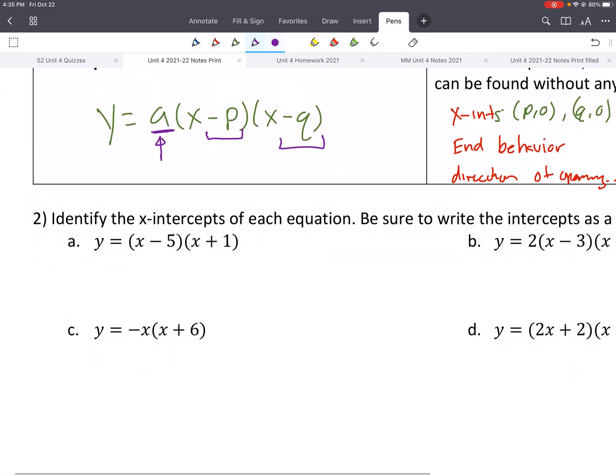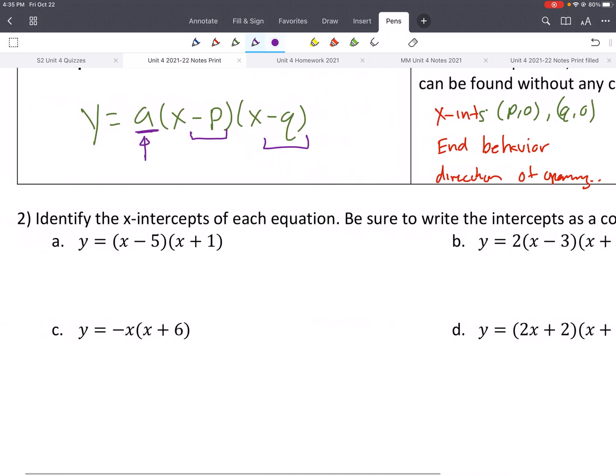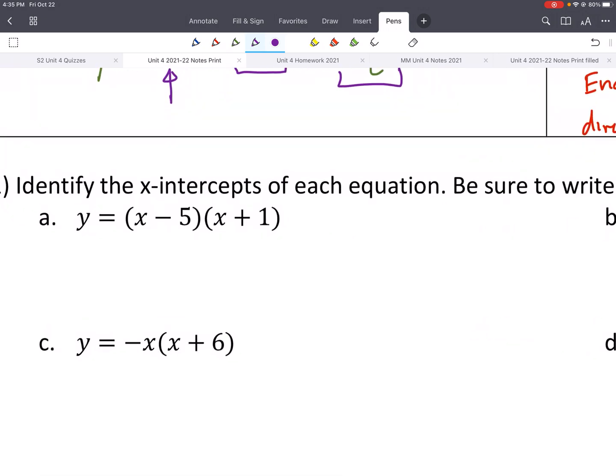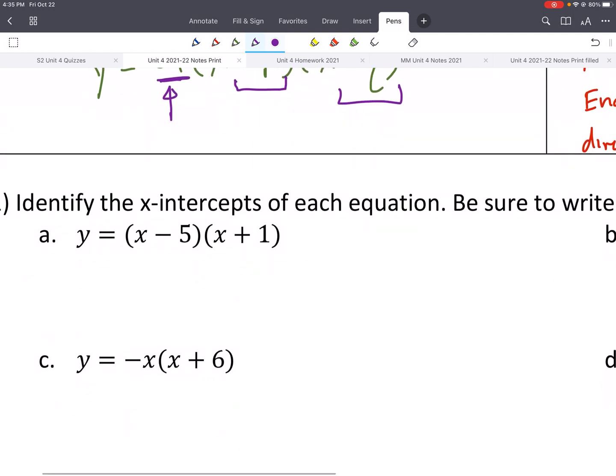So this says identify the x-intercepts from each equation. Make sure you write your intercepts as coordinate points, x comma y. All right. So here, again, it's the opposite of what you'd think. So one of our x-intercepts would be 5, 0, and the other would be -1, 0. So here we would have one of ours would be 0, 0.